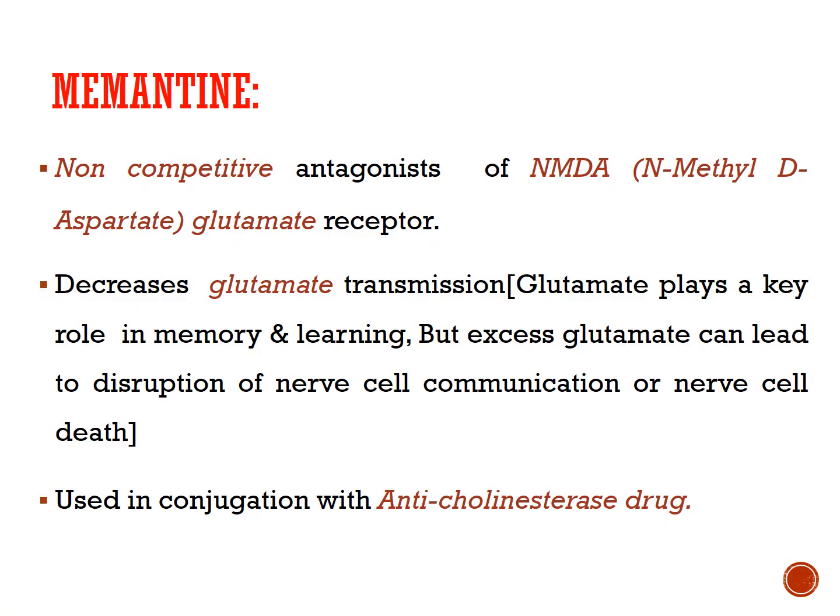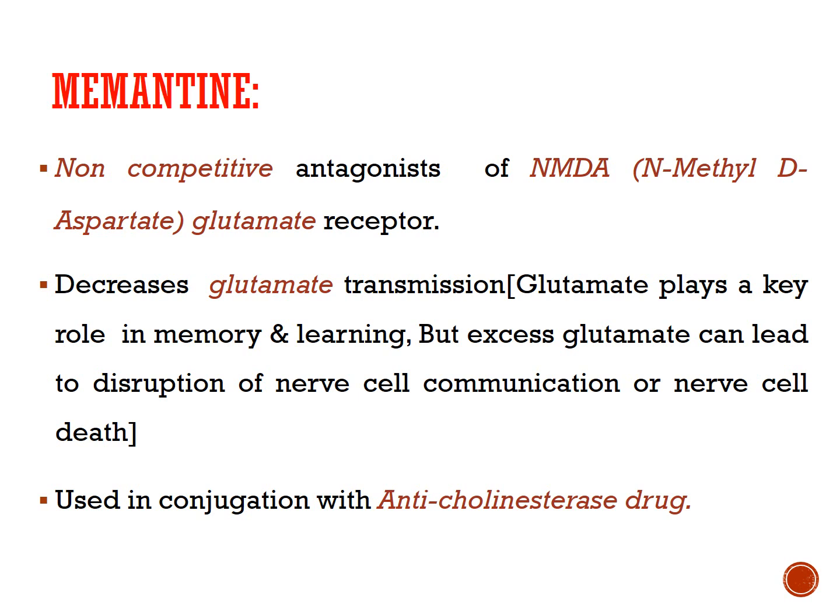Now the next group is NMDA receptor antagonist. Among this, our agent is memantine. It's a non-competitive antagonist of the NMDA type of glutamate receptor, and it thus decreases glutamate transmission. Actually, glutamate has an important role in maintaining memory and learning, but excess glutamate leads to disruption of nerve cell communication or nerve cell death.